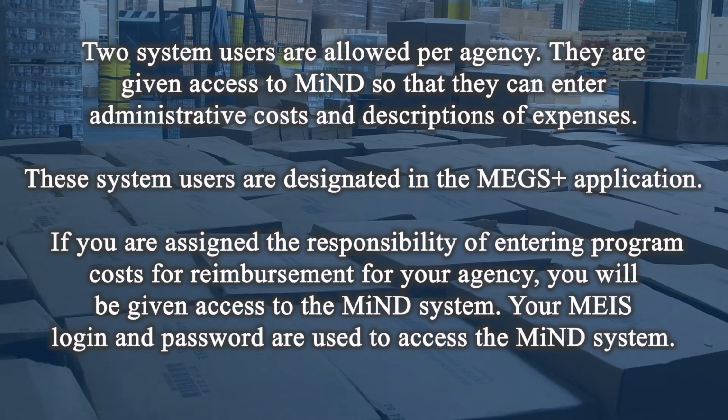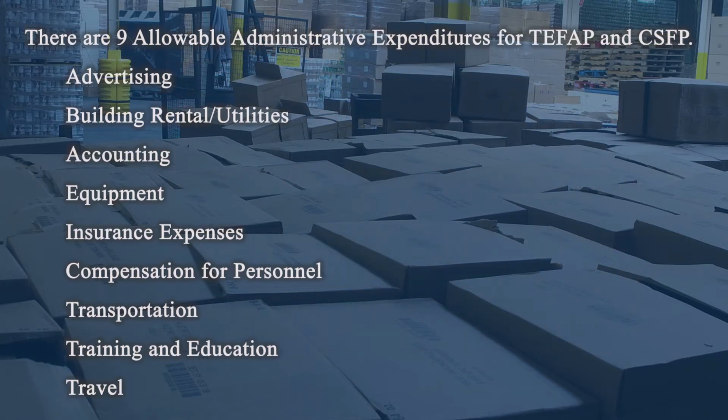If you are assigned the responsibility of entering program costs for reimbursement for your agency, you will be given access to the MIND system. Your MEIS login and password are used to access the MIND system. There are nine allowable administrative expenditures for TFAP and CSFP. They are advertising, building rental and utilities, accounting, equipment, insurance expenses, compensation for personnel, transportation, training and education, travel.